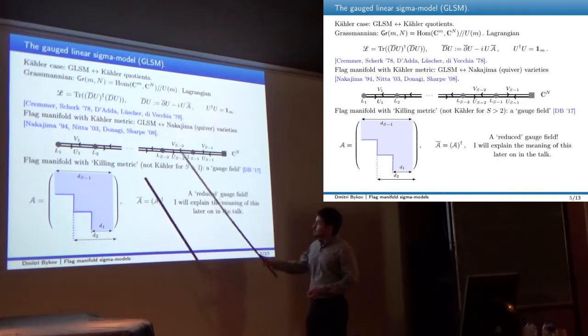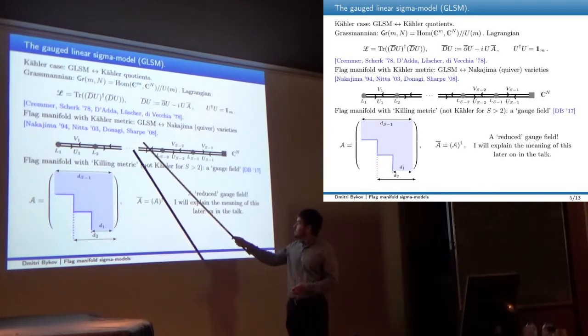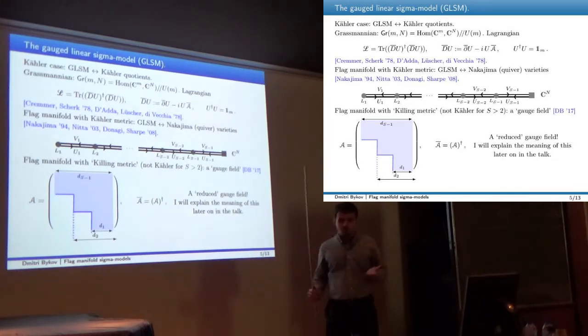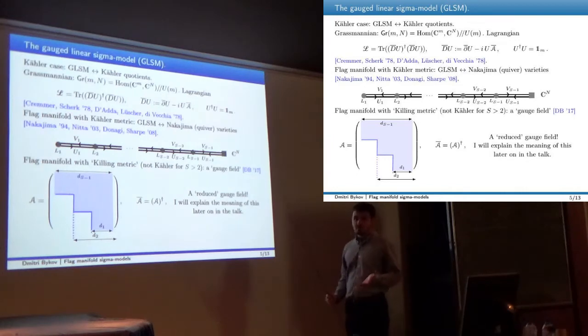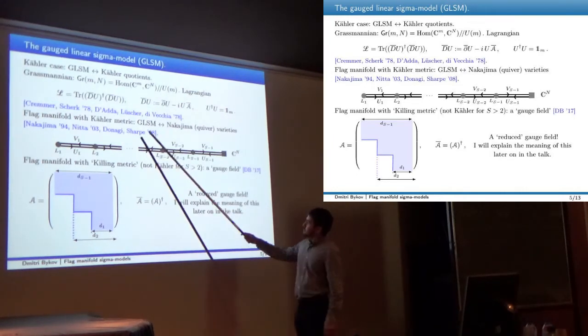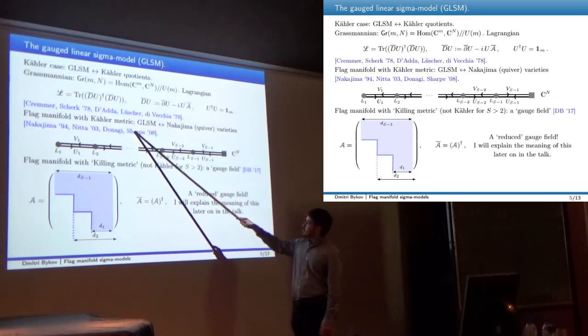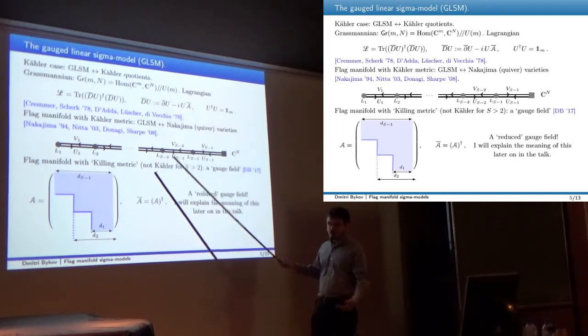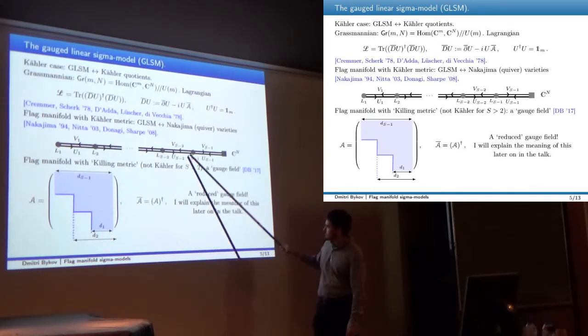So if I want to generalize this to the case of flag manifolds, this can be done in several ways, depending on what kind of metric you want to build, what kind of sigma model you have, what is the metric of the sigma model. If the metric was Kähler, then the corresponding gauge linear sigma model representation follows from the so-called Nakajima quiver varieties. So these flag manifolds are Nakajima quiver varieties, given by this Nakajima quiver.